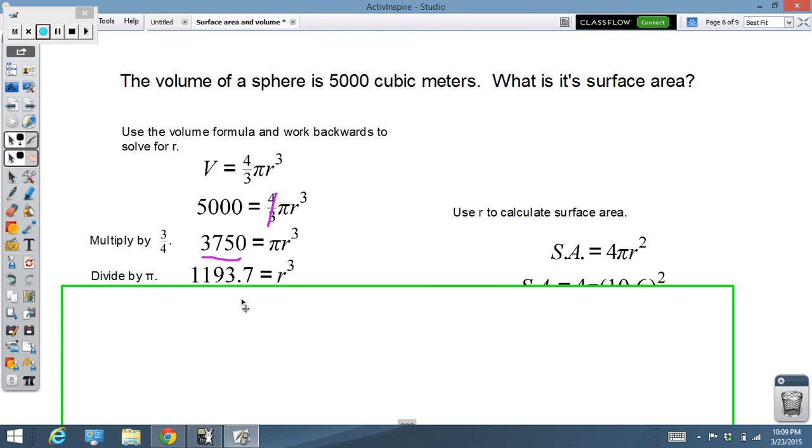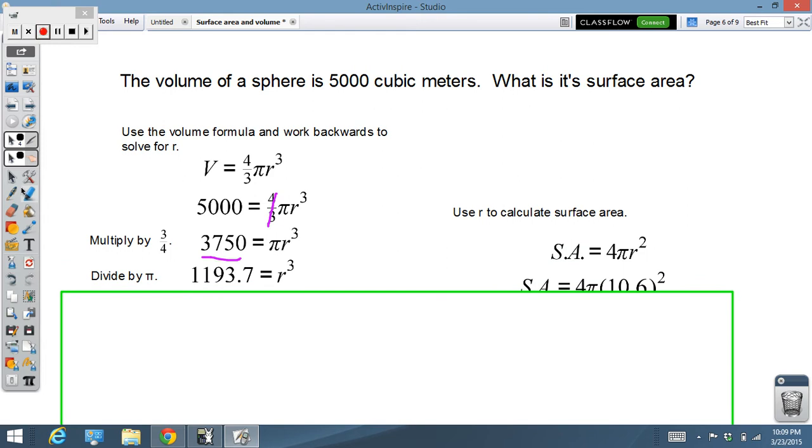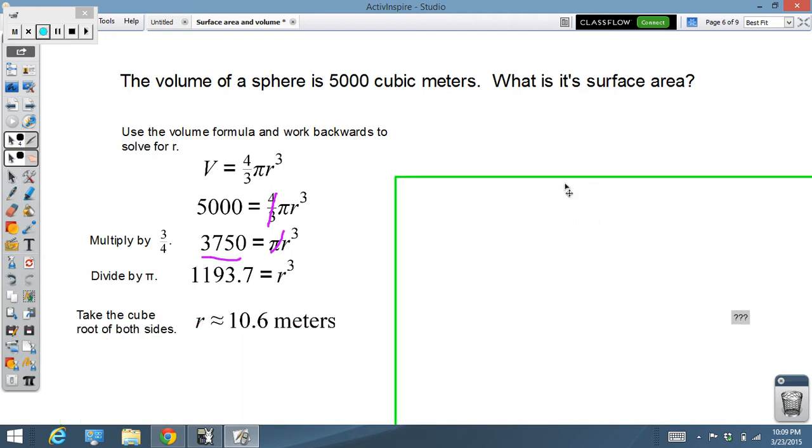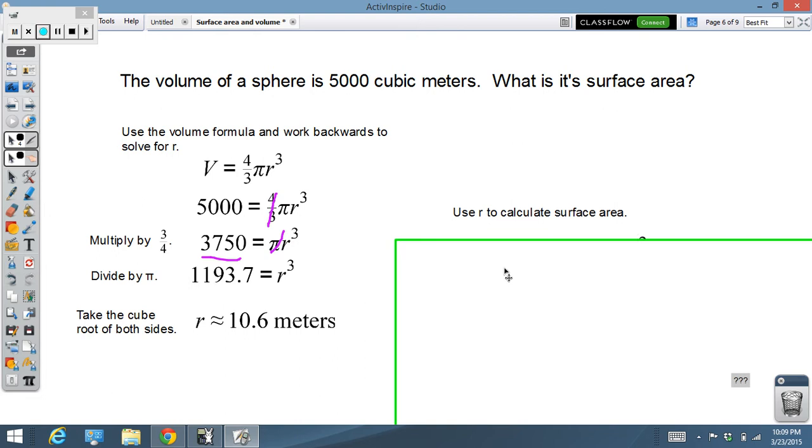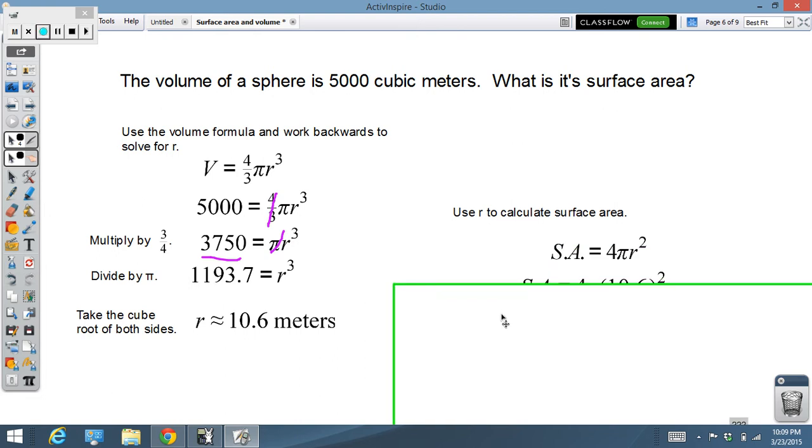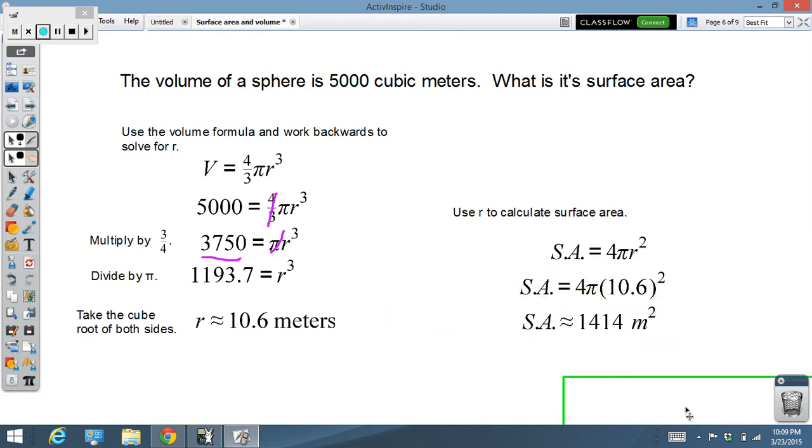If we divide by pi, that goes away, and 3750 changes to 1193.7 equals r cubed. Now we take the cube root of both sides, and we find that our radius is 10.6 meters. We're going to use that, 10.6 meters, plug it into the surface area formula, and find that our surface area is about 1414 square meters.